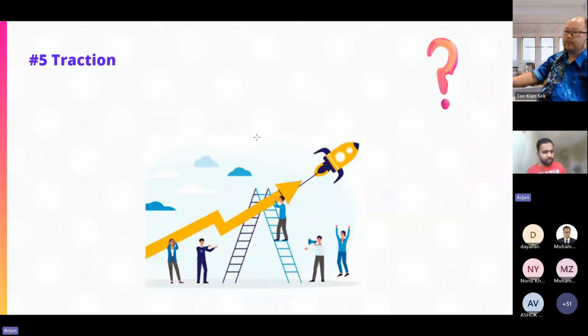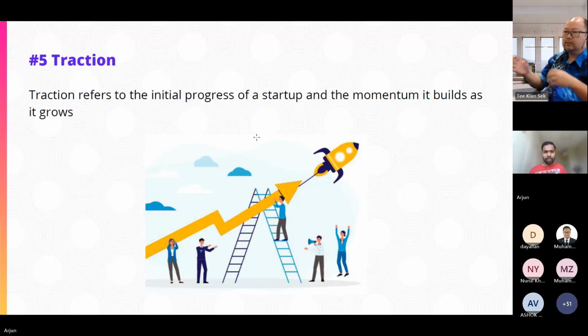And then we have one more important metric called traction. So when you are building a startup, traction is the first success you will get. Basically, what is the first success you are getting? That is the traction. It is also applicable for bigger businesses when they are introducing a new product. So when bigger businesses introduce a new product, what is the traction they are getting? When you are introducing a new product using your startup, what is the traction you are getting? So traction is basically the initial progress, the initial success you get.